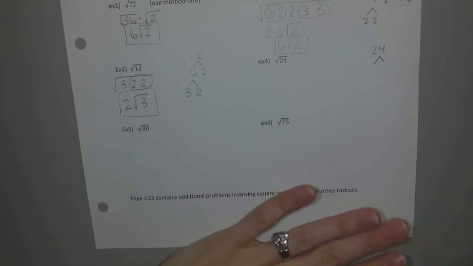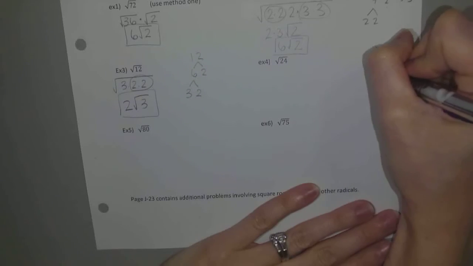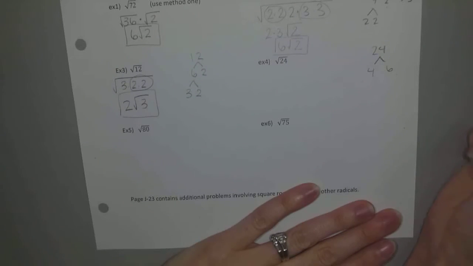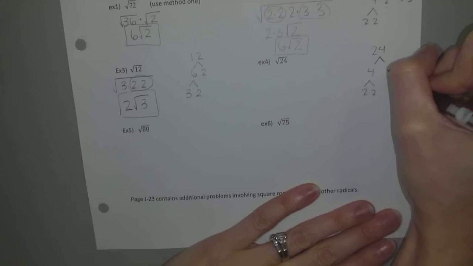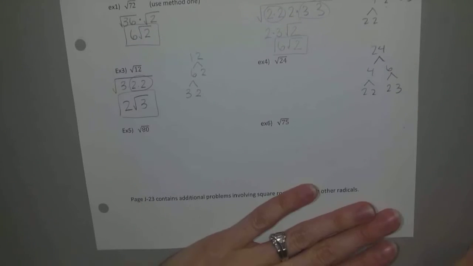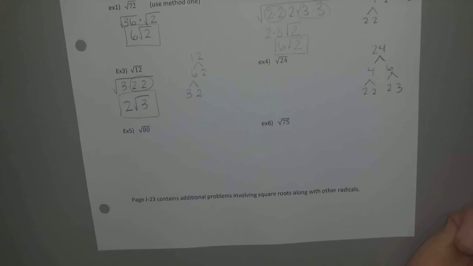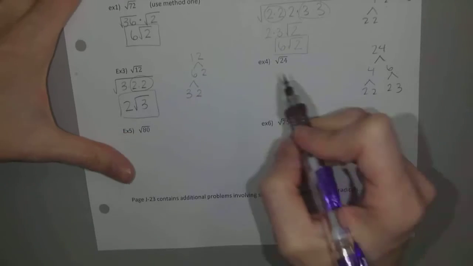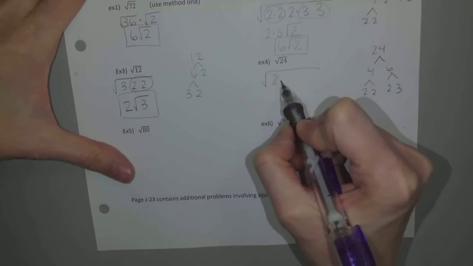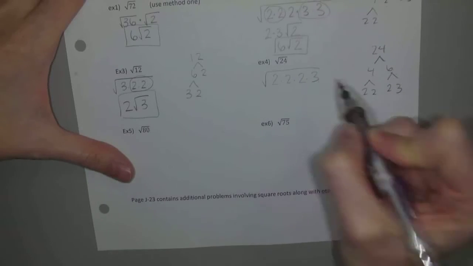What are any 2 numbers that multiply to be 24? 4 and 6. 4 splits up perfectly: 2 and 2. How does 6 split up? 2 and 3. Okay? And I like how Braden said it because he noticed again that large square that was in there, that 4. So under the square root, we have 2 times 2 times 2 times 3.